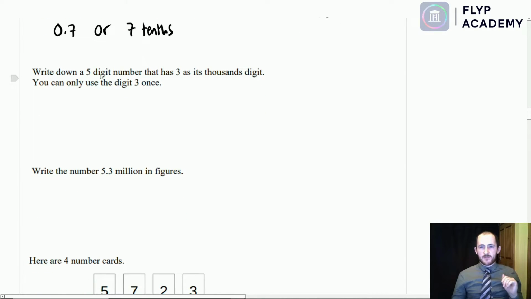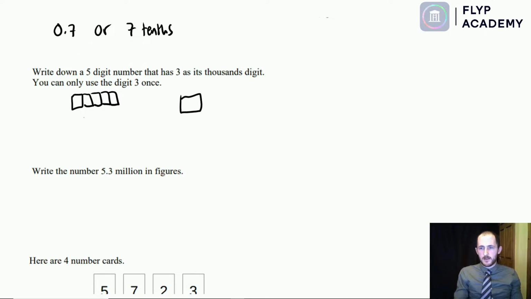Next question says, write down a 5-digit number that has 3 as its thousands digit. You can only use the digit 3 once. So what I like to do in questions like this is I like to draw boxes. So there are 5 boxes and then I can put the number in here. So let me draw that a little bit bigger.